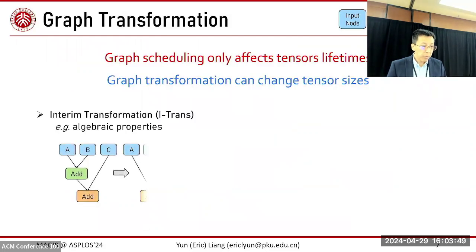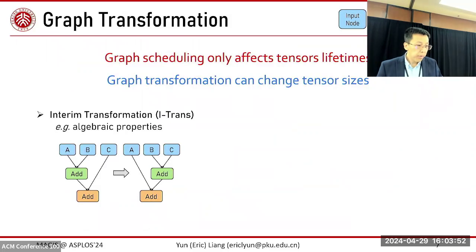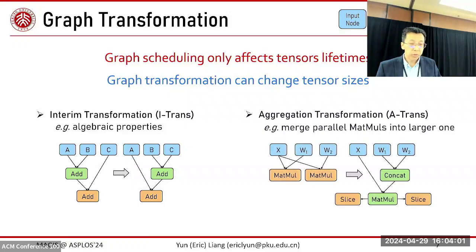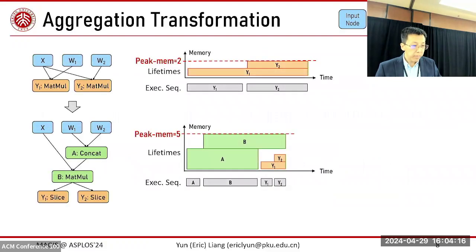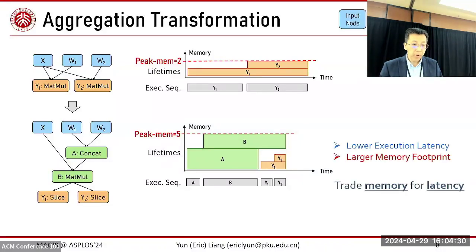There are two categories of graph transformation. The first one is interim transformation, which is based on certain algebraic properties. Another one is called aggregation transformation, which tries to merge small operators into a larger one, and the goal is to improve hardware utilization. We find that this aggregation transformation is very effective. In this case, it can reduce the latency, but at the same time increase the peak memory usage. The peak memory usage is increased from 2 to 5. So it trades memory for latency.